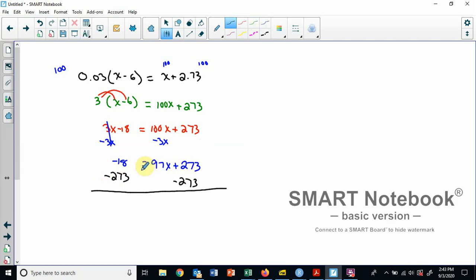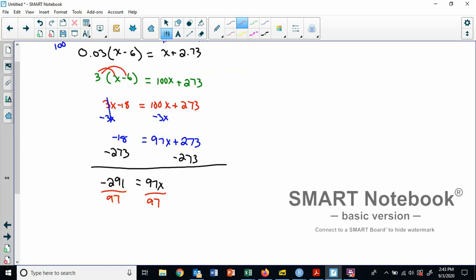Whew, might need a calculator here. 97x equals negative 18 minus 273. Let's see, that should be negative 291, if I'm thinking clearly. Yeah, I believe that's right. And then finally, I can finish solving by dividing by 97. I don't care how nasty the numbers are, you can always type this in a calculator. You could also type this in a calculator, and if you do, you'll find that x is negative 3. So there. It's a pretty number. It just took a lot of work to get there.